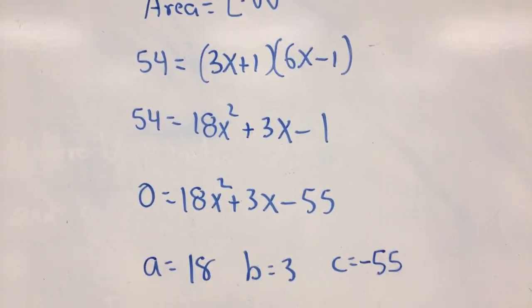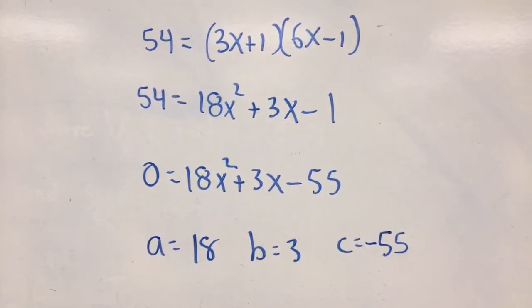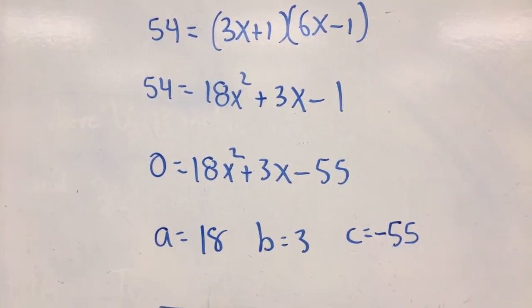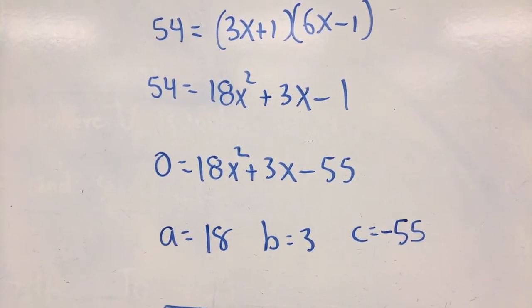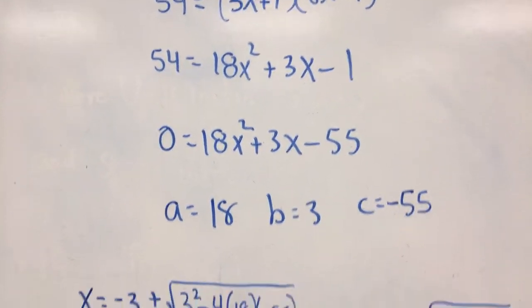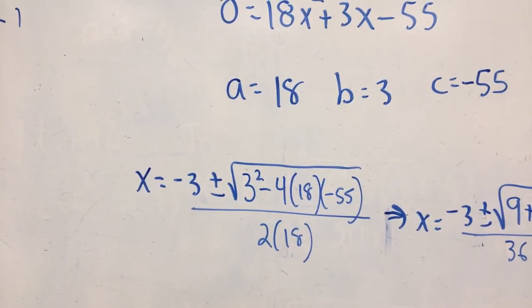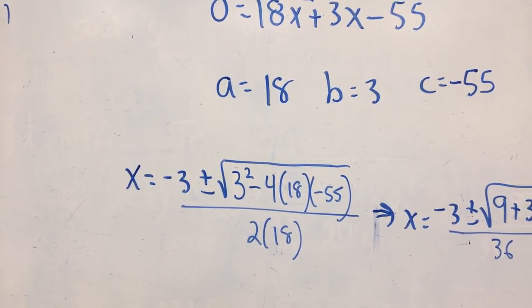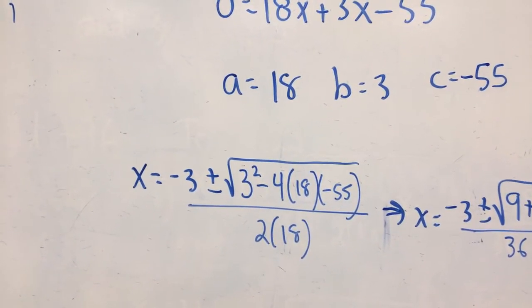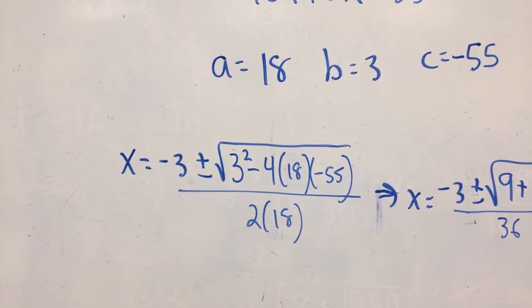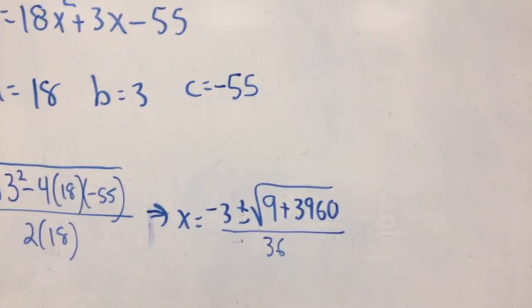Okay? Now I'm going to use the quadratic formula for this. I'm pretty sure that we could factor that, but I'm going to use the quadratic formula. So a is equal to 18, b is equal to 3, and c is equal to negative 55. Plug those values in there. The opposite of a positive 3 is a negative 3, plus or minus the square root of 3 squared, minus 4 times 18 times negative 55, all divided by 2 times 18. Okay? Looks like that.